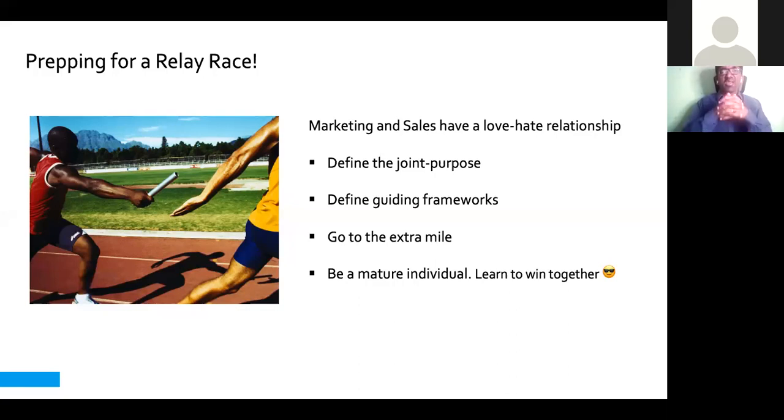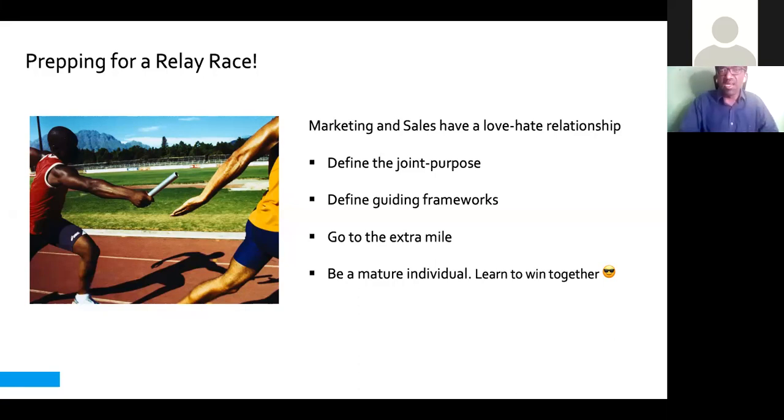Most importantly, I think it's very important to go the extra mile. A marketing team truly asking what help they need for a specific lead which is not converting, or a salesperson pulling in the marketing person for a meeting and making him or her actually understand the point of view of a prospect. So both the parties have to go the extra mile, right? And that's when it can truly work as a world class relay team.